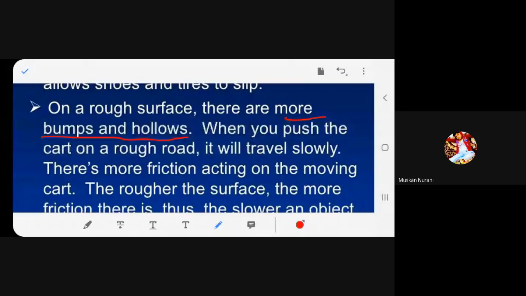There's a reason. When a bullock cart is moving on the rough road, the friction is more and it is in the opposite direction, you know that. That's why the speed is less, the force is less. So the more rough the surface is, the more friction there will be. That's how you have to remember: rough surface, more friction; smooth surface, less friction. Have you understood? Yes, ma'am.